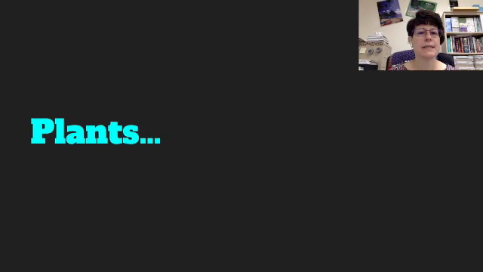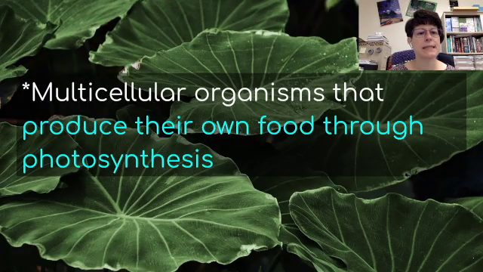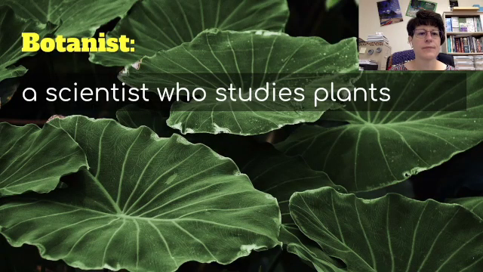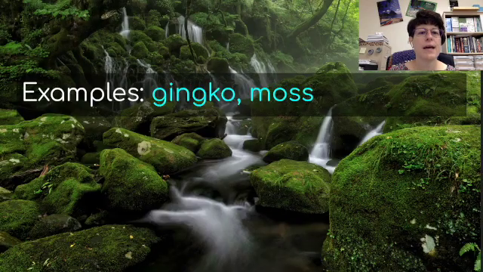Then there's plants, and that's plantae. They are multicellular organisms that produce their own food through photosynthesis, and they reproduce through seeds or spores. A scientist who studies plants is called a botanist. So when you study plants, that is botany. And some examples are ginkgo and moss, and there are all kinds of plants all over, but the moss covering these rocks are plants.